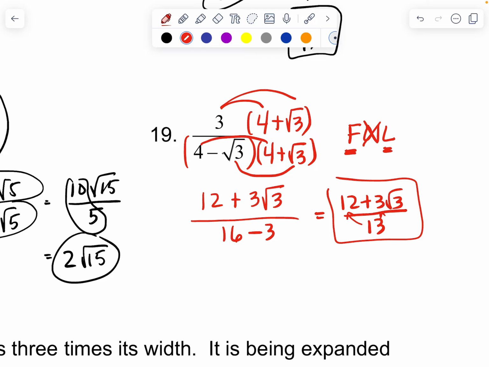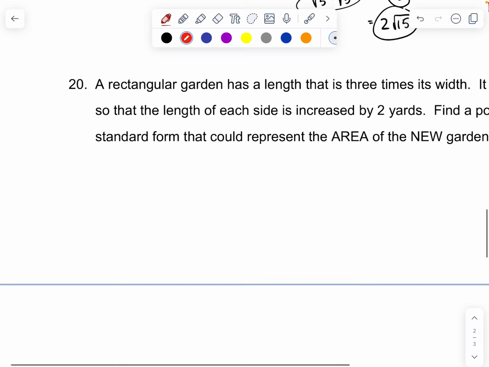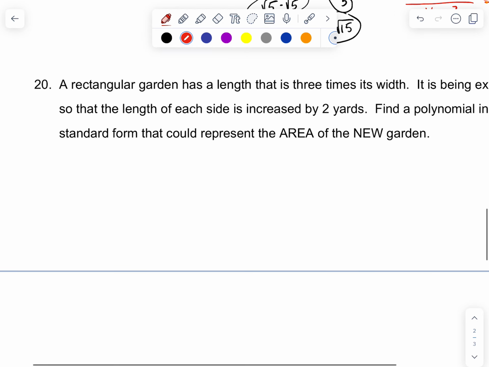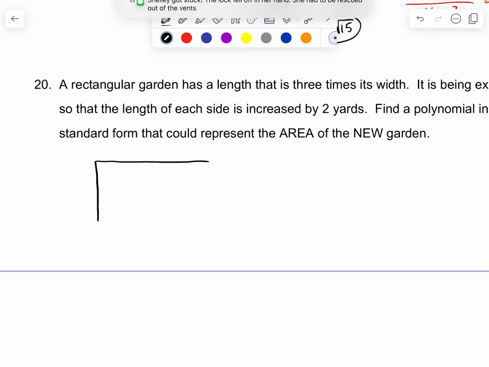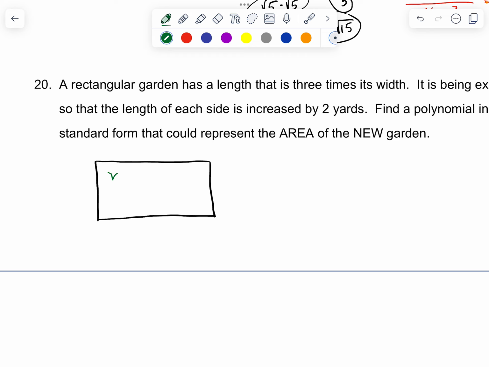Okay? All right, last question. A rectangular garden. Okay, so to start, drawing a picture. Are you ready? A rectangular garden. If you're wondering what that is, they're plants. Okay, there's my garden. It's probably what my garden looks like, except they're not green, they're brown. It's really sad. Okay, it has a length that is 3 times its width.